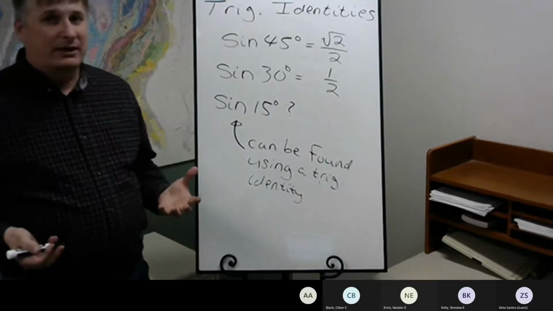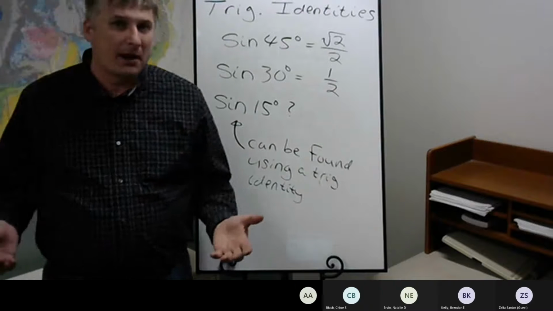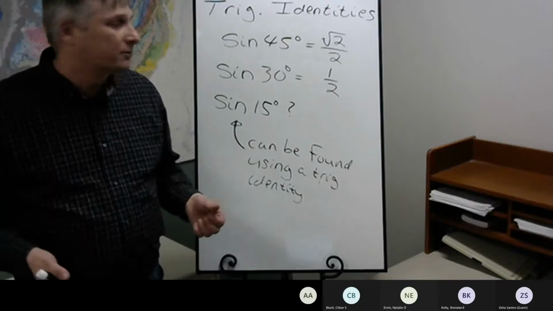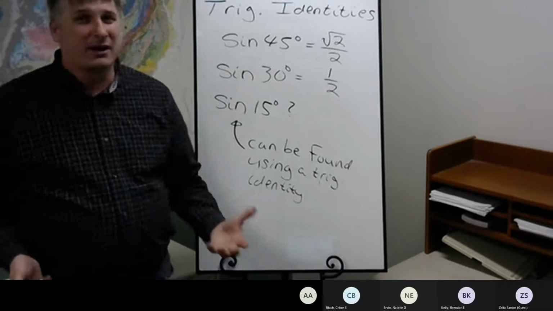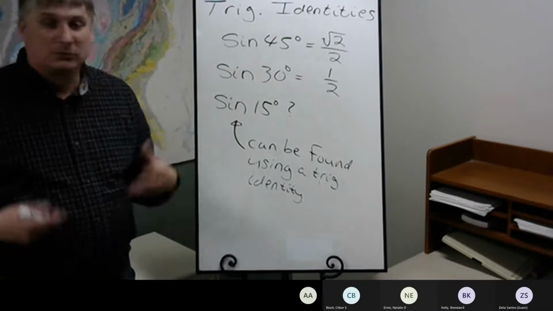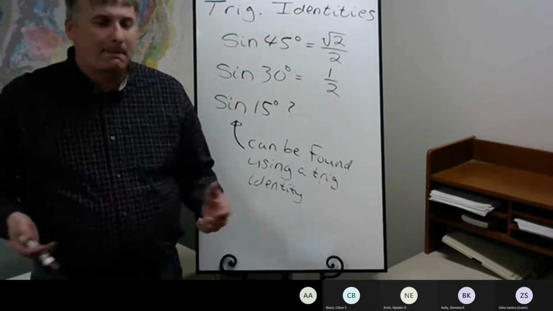So that's one use of trig identities. It lets us find the trig functions. In this case, the trig function is sine. So let's say we want to find the sine of 15 degrees. We know the sine of 45 and the sine of 30. We're going to be able to find the sine of 15. And we'll look at that in a little bit. So trig identities let us do that.